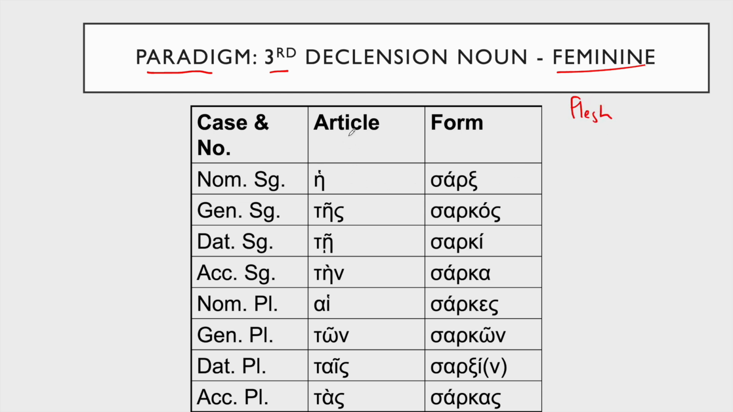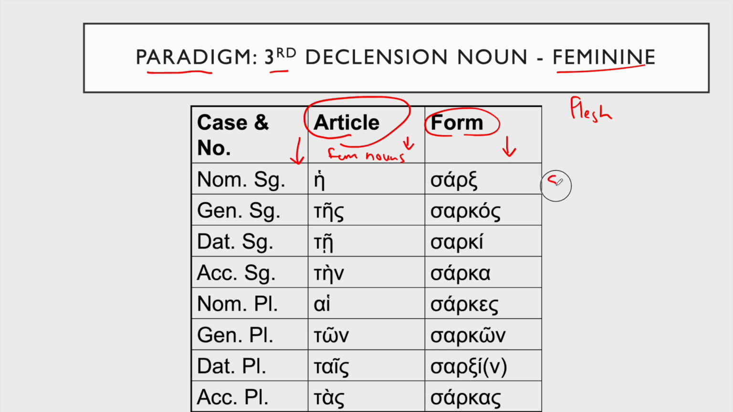Now, a couple things I want you to notice: the article is the same that you've learned already for feminine nouns. So just because we're learning a new declension pattern for a feminine noun doesn't mean we learn a new form of the article. What you've learned already, he, tes, te, ten, hai, ton, tais, and tas, is the same throughout. What's a little different is the pattern of endings, the declension pattern that you see here. Sarx, sarkos, sarki, sarka, sarkes, sarkon, sarksin, and sarkas. So the endings are different.